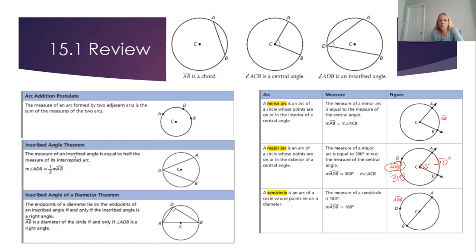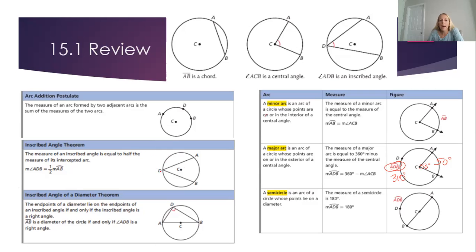All right, lastly, some notation that we want to look at over here is arc addition. So we just did that in the example I did. 310 plus 50 degrees is 360 degrees. An entire circle is 360 degrees. So the arc addition postulate just tells us 2 arcs side by side, we can add them together to equal 1 bigger arc.